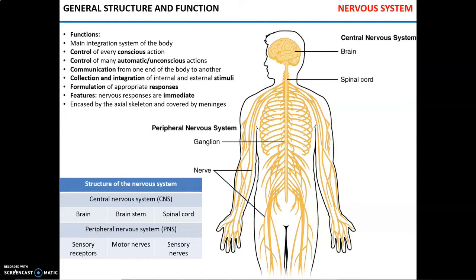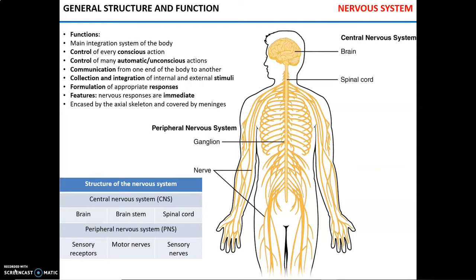Today we will be talking about the nervous system. We're going to start with the functions, the structure, then we will continue with the different parts and main cells that comprise the nervous system. Functionally, it is a major communication and integration system of the body.